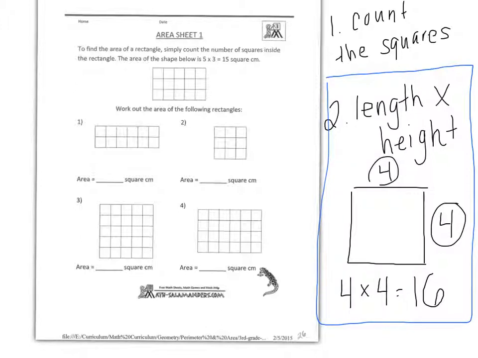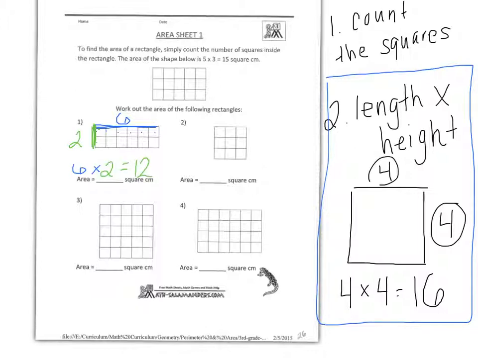So the first thing is to determine the length. Remember, length is this way. So I'm going to count 1, 2, 3, 4, 5, 6. So 6 times. Some of us are struggling with determining height. So remember, height goes up and down. So this is up and down, and it's just one row. So it is 1, 2. 6 times 2, I put that in my calculator, and my area is 12.